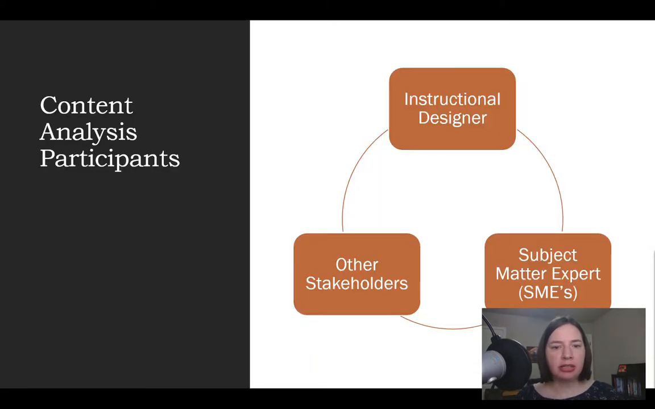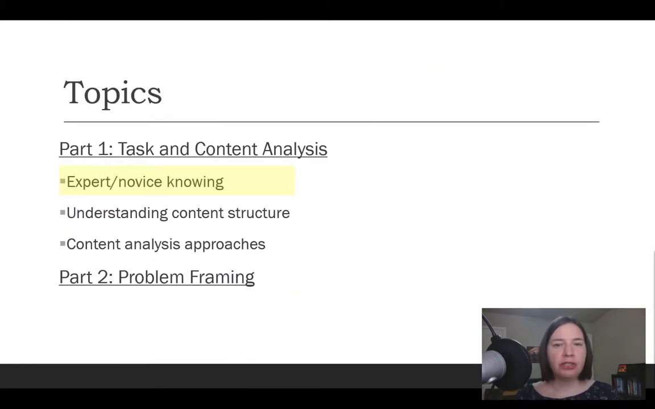So they'll do a content analysis, usually with a subject matter expert, SMEs, and then other stakeholders. Sometimes they'll include a learner or maybe another professor or a supervisor or whoever's paying them. And they'll get together to do a content analysis. I'm going to show you some methods for that in a minute. But first, it's important to understand the difference between an expert and a novice, because your subject matter expert is an expert. So what they say is going to be a little bit different than how novices will see it. So it's important to keep that in mind. I'm also going to talk about understanding the structure of content and then how we analyze it.